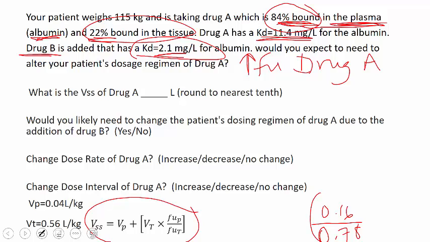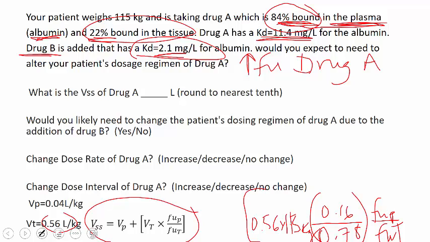And then, so that's going to be our fraction unbound in plasma over fraction unbound in tissue comparison there. Our VT is going to be 0.56 times his weight, which is 115 kilograms. So this whole thing together plus 0.04 times 115. Sorry, this is getting pretty messy. Get my calculator out.